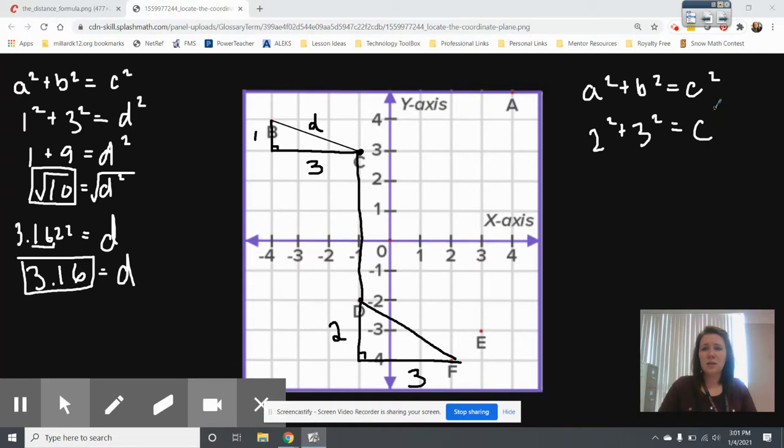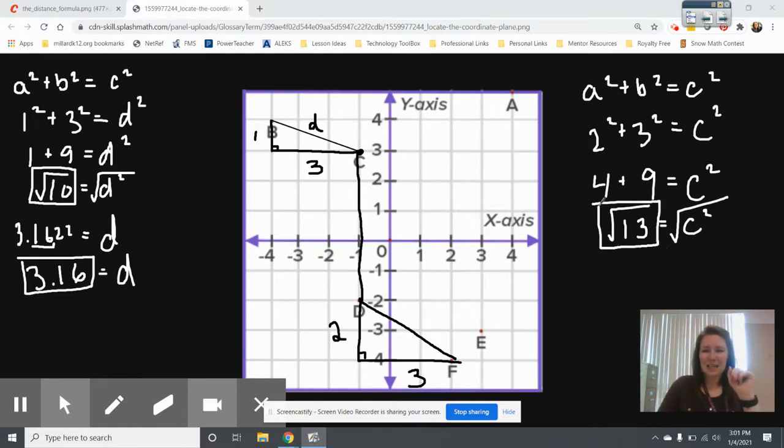I could leave it as c, or I could put it as d for distance. The letter doesn't matter. What does matter is that this is the hypotenuse, so it is not touching the 90-degree angle. Instead, it's across from the 90-degree angle. So 2 squared is 4, plus 3 squared is 9. That's going to equal c squared. 4 plus 9, that's 13, equals c squared. Take the square root. Now, same as before, if it asks for an exact answer, then the exact answer is square root of 13, because you didn't have to round any decimals. You didn't cut off any decimals, you didn't round any decimals, so you know the exact answer is square root of 13.